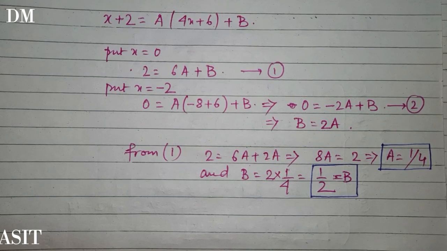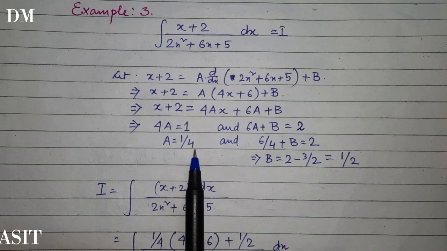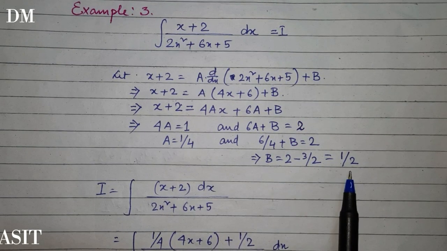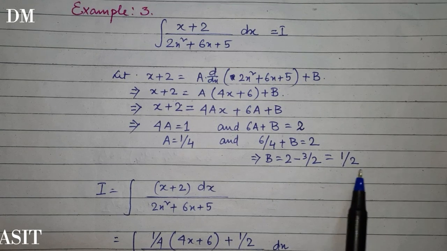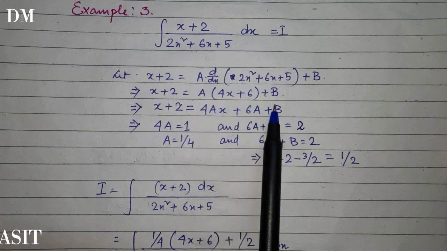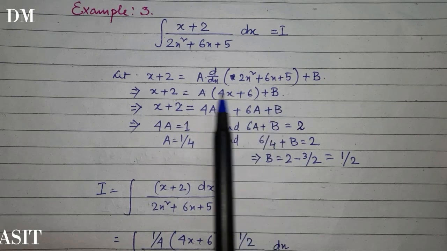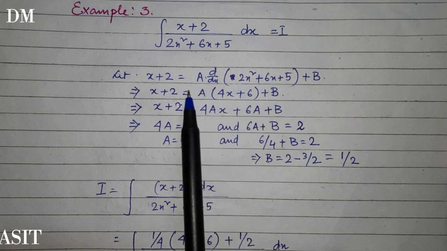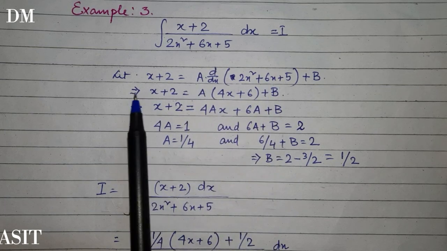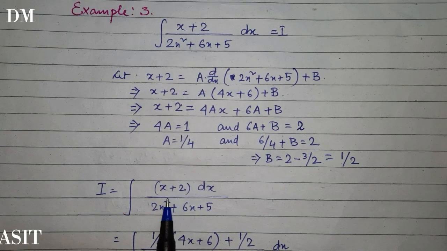Let's go back to the previous sum. So the value of a is 1 by 4 and the value of b is 1 by 2. Now what we will do, I will put the value here in this line. This is the important line. So in this line, we will put the value of a and b and replace this x plus 2 in this integral. So let's see.